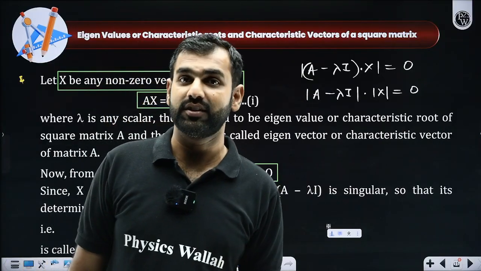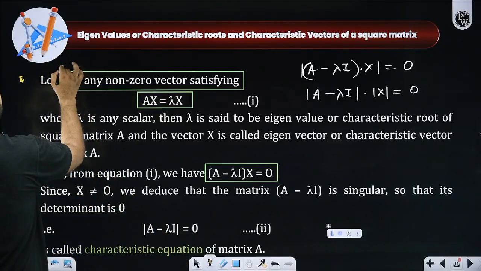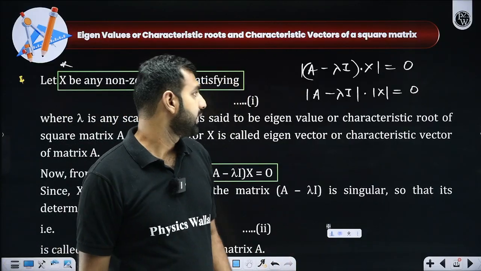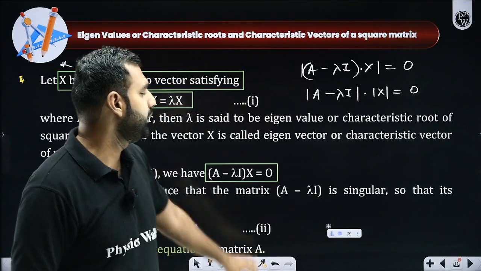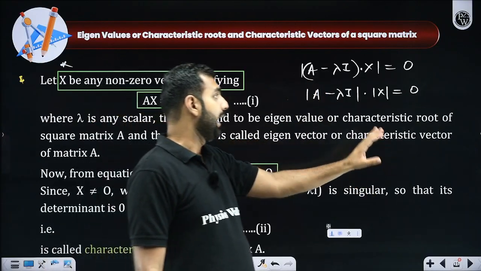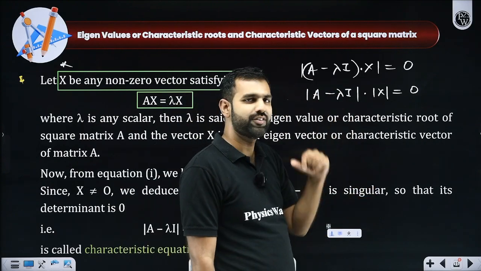But what did we start our discussion with? I said that there is a matrix X which is non-zero, non-null. So we know that its determinant cannot be 0. Are you getting it? So if its determinant is not supposed to be 0, I hope you're realizing what is supposed to be 0 then. This is non-null, so this has to be 0.